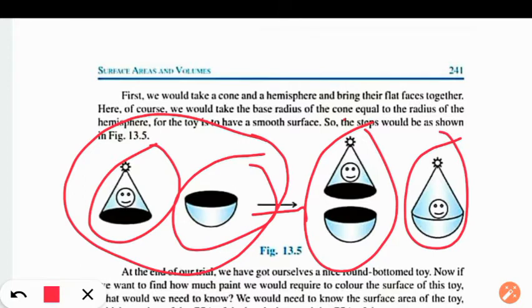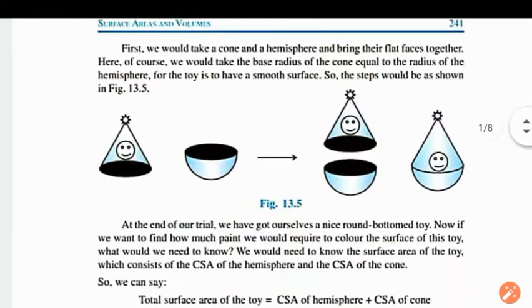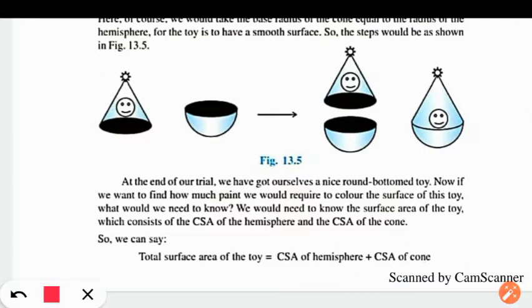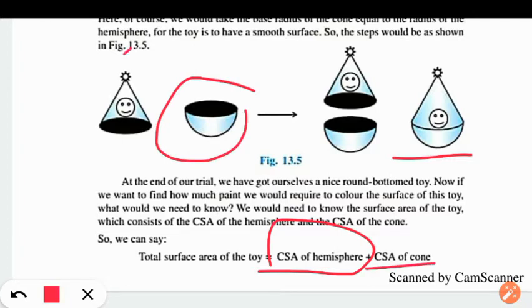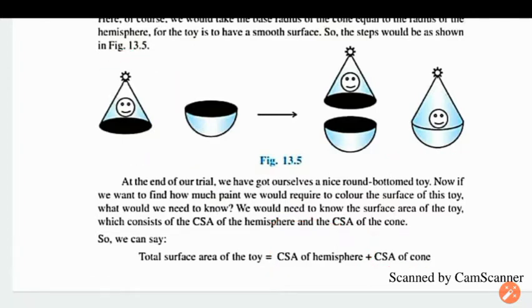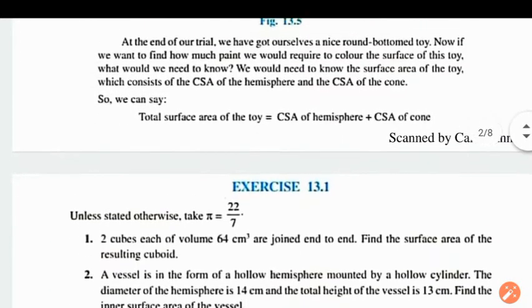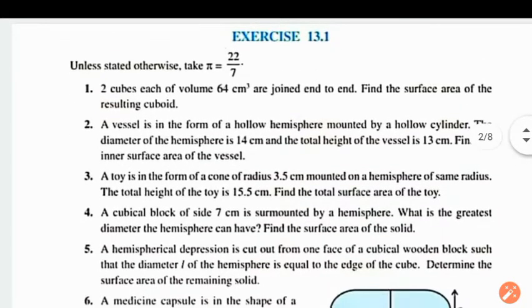So in order to find the total surface area of this figure, the toy, we have to find the surface area of the hemisphere, that means this one, plus the surface area of the cone, that means this one, right? So in this particular chapter, we will do combinations of solids.